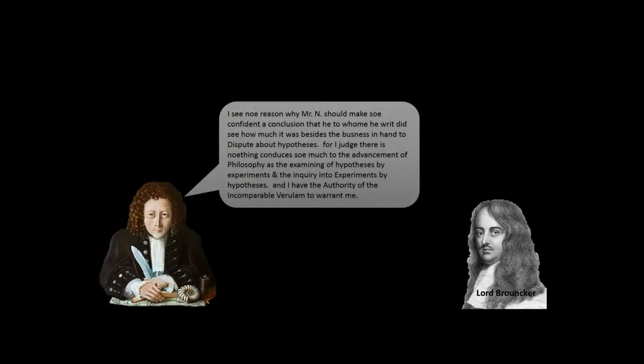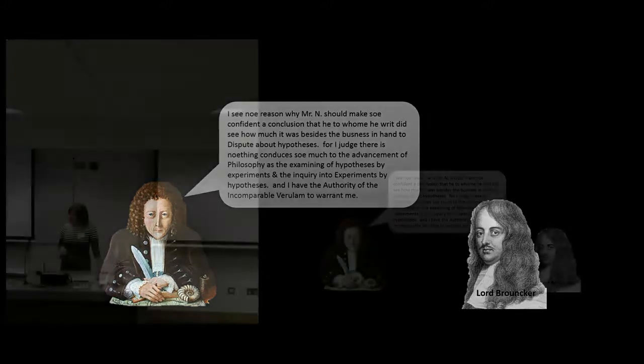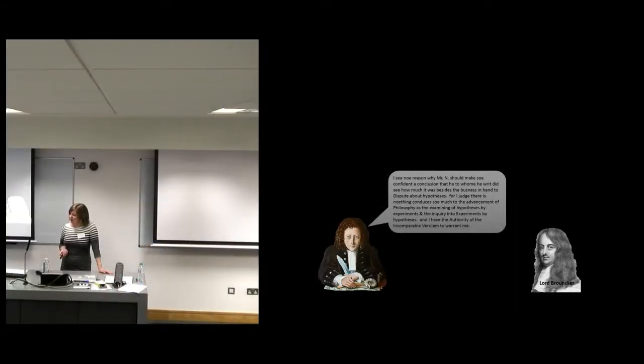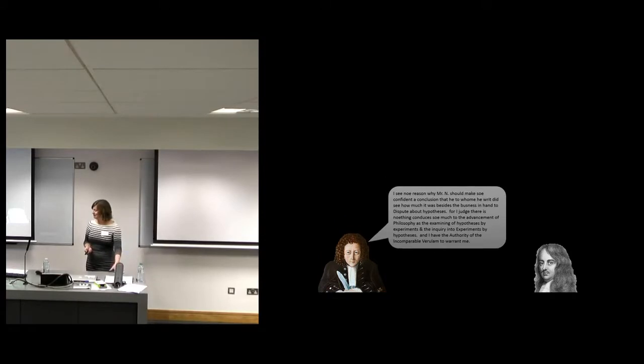Nothing Newton said to him could convince him that Newton was right, and in fact, he ends up writing this to Lord Brouncker later. "I see no reason why Mr. Newton should make so confident a conclusion that he to whom he wrote did see how much it was besides the business in hand to dispute about hypotheses, for I judge there is nothing conduces so much to the advancement of philosophy as the examining of hypotheses by experiments and the inquiry into experiments by hypotheses, and I have the authority of the incomparable Verulam to warrant me." So basically he's saying, no, I don't buy it. Newton's not making any sense here.